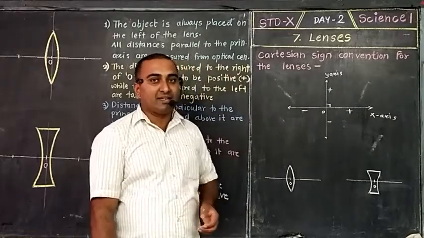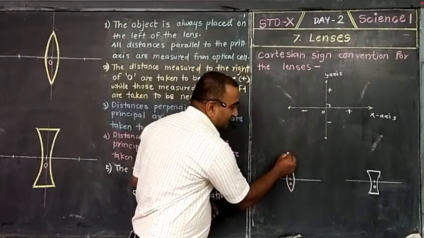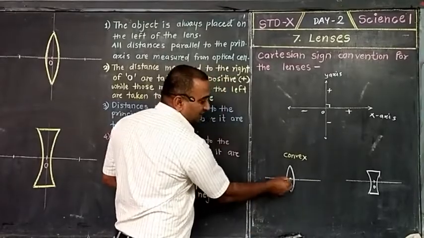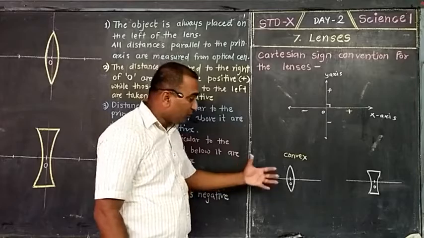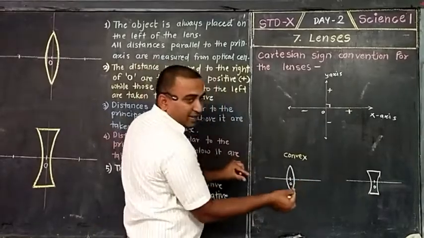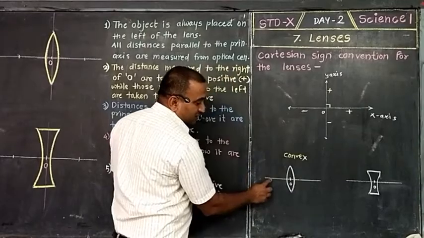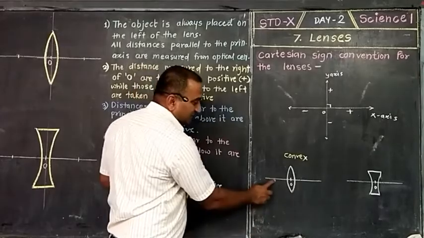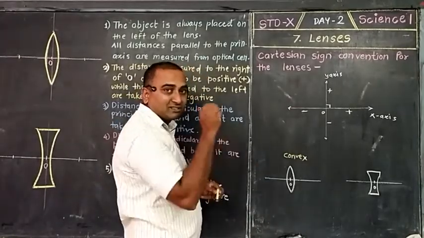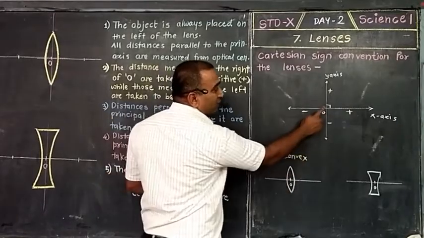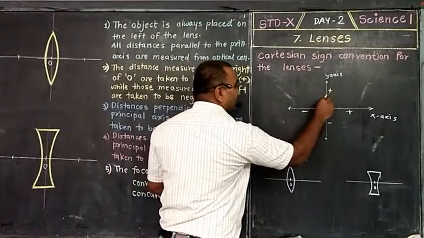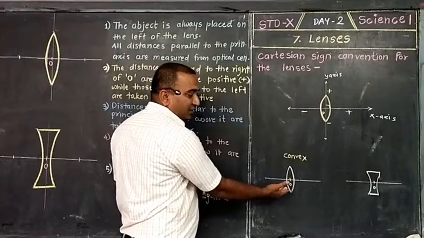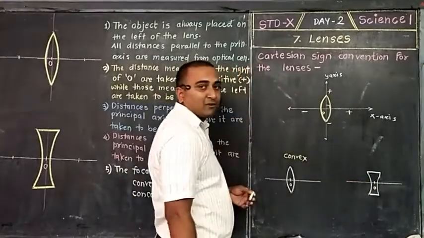Now a little more: when we consider the convex lens, see, this is the principal axis and this is the optical center. How to place this? You have to remove this diagram and place it like this. The principal axis will be exactly the x axis, and you place it such that the optical center is at the origin. So the diagram will be converted like this. And what is true for the convex lens is true for the concave lens.